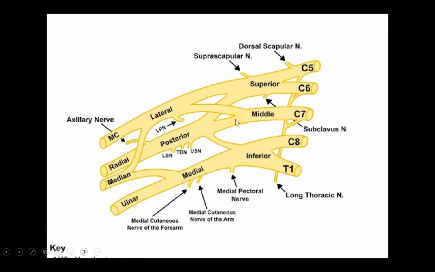And then to form the cords, we have anterior and posterior divisions. The posterior division is very classic: 1 division from each trunk unite together forming the posterior cord. For the anterior cord, we have the lateral and the medial cords. The lateral cord is formed from the anterior divisions of the upper and middle trunks, and the medial cord is formed as a continuation of the inferior or lower trunk.